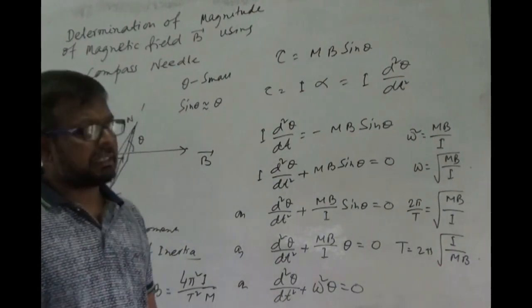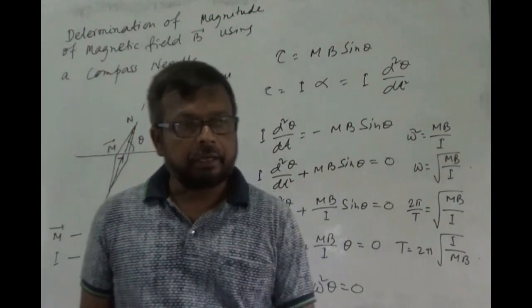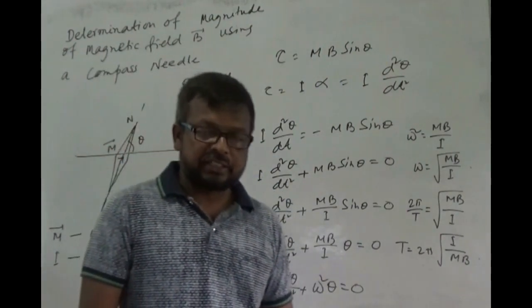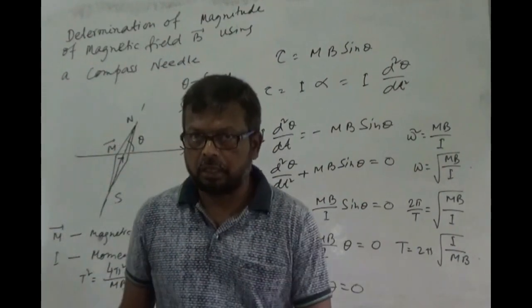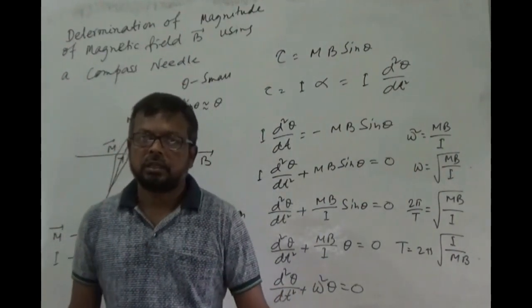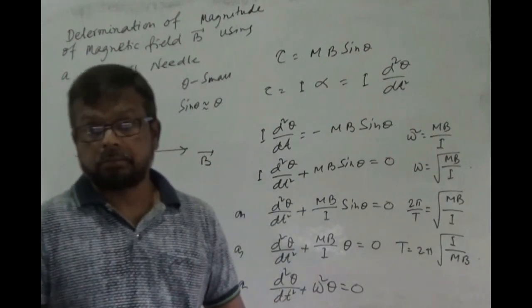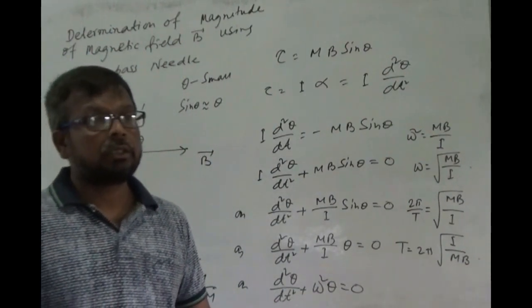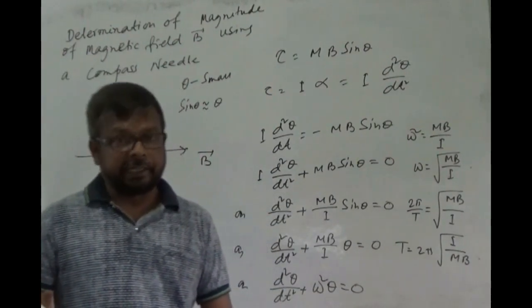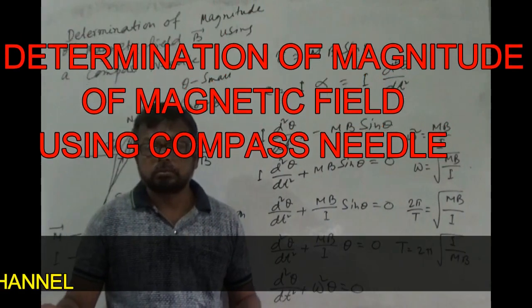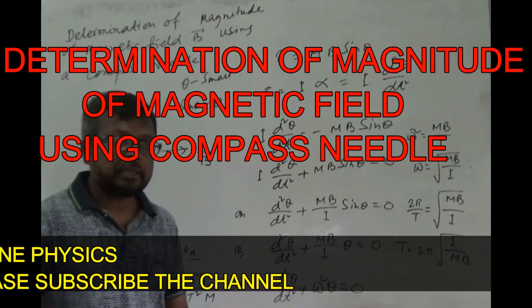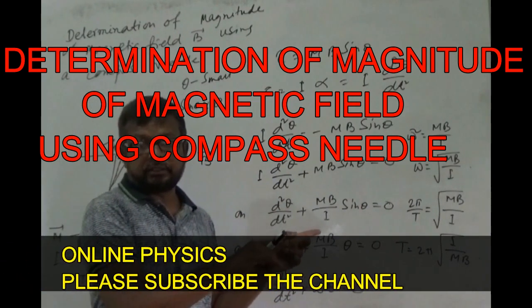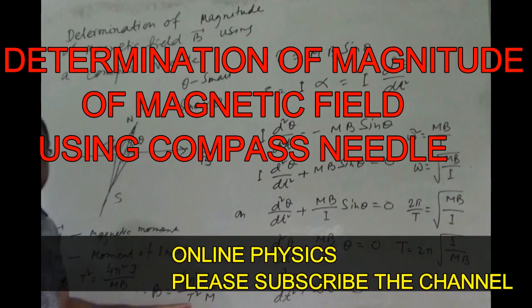In our previous discussion, we said that you cannot measure magnetic field strength by bringing a unit north pole. That is not possible, because in reality there is no magnetic monopole. That's why you cannot measure the magnetic field in that way. This is one way to measure the magnetic field strength.